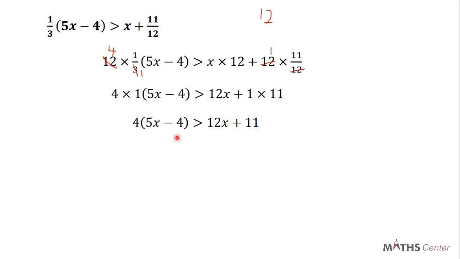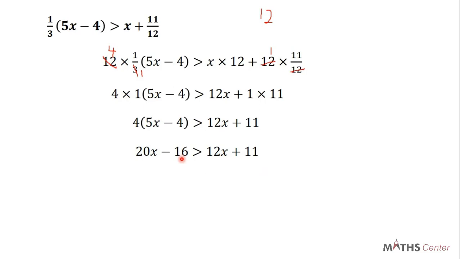So from here, you see that it becomes type 3 of linear inequalities. So when you go to type 3, what do we do? We open the brackets. So we are going to have 4 times 5x, which is 20x. 4 times 4 will give us 16. Now, because it's minus, so minus 16, then greater than 12x plus 11. From here, it becomes type 2 of linear inequalities.